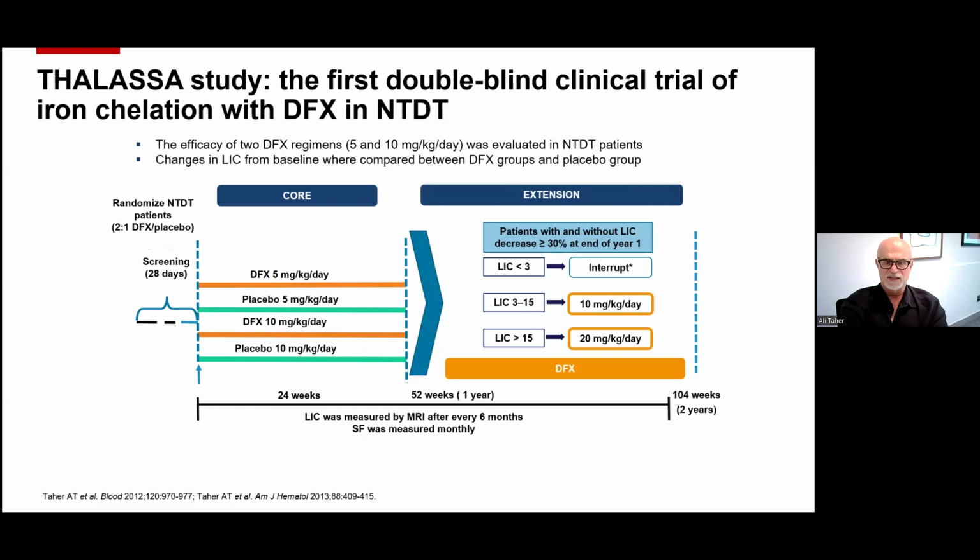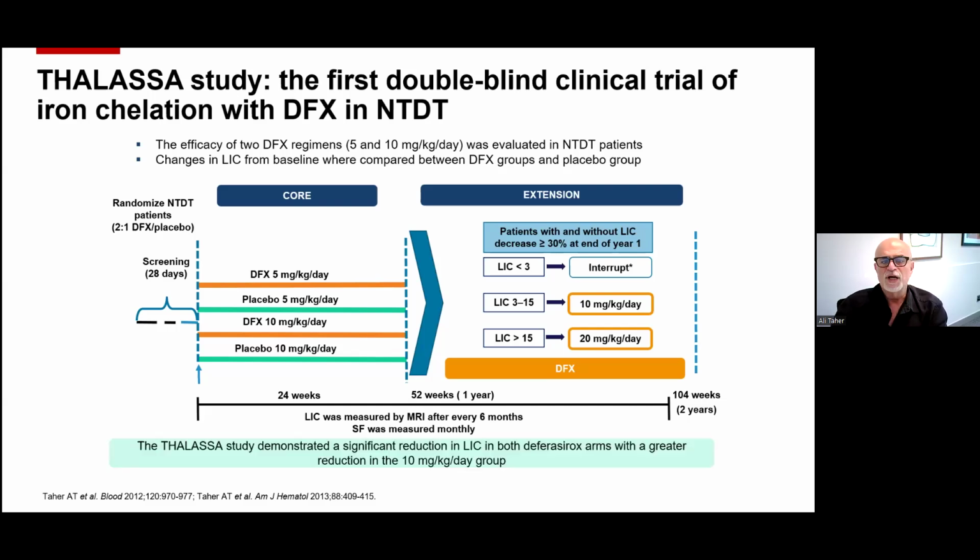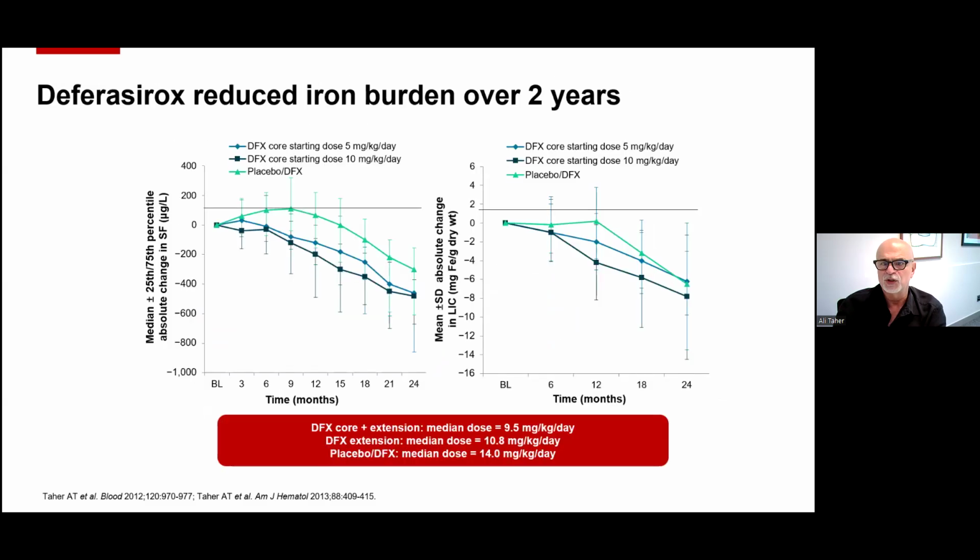Deferasirox was the drug that was approved by the FDA and EMEA for the chelation of this group of patients. This is the Thalassemia trial that we published in 2012, a multi-center, randomized, double-blind, placebo-controlled trial, where the primary outcome showed significant reduction in LIC, reaching a dose of 20 milligram per kilogram per day. And this was followed up in year 1 and 2.